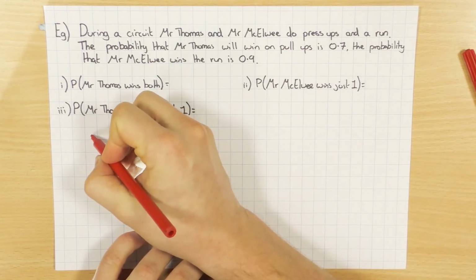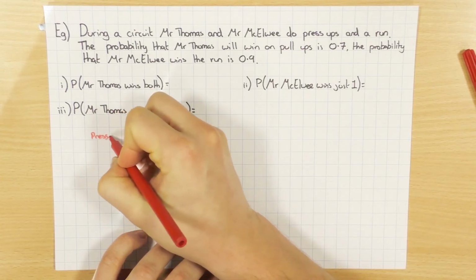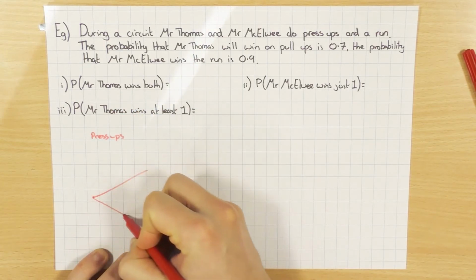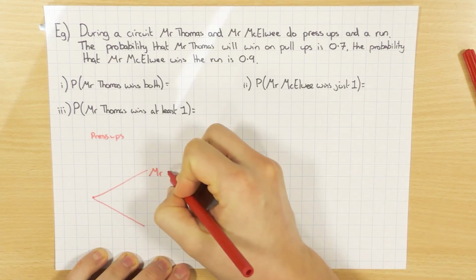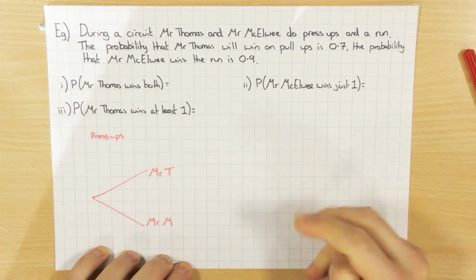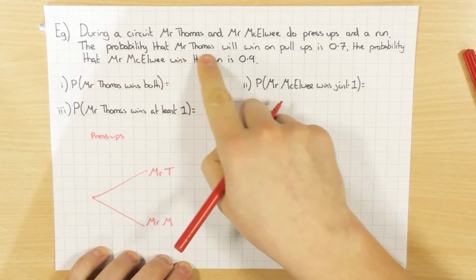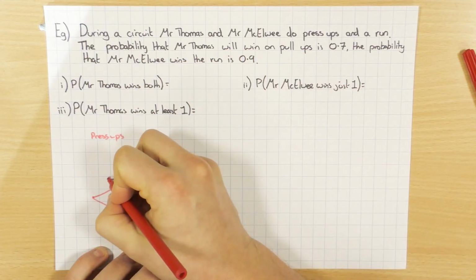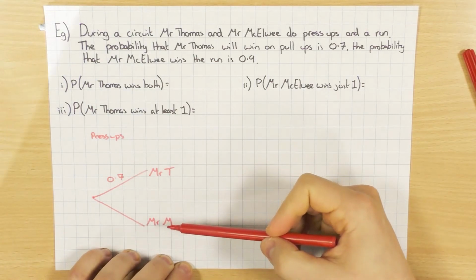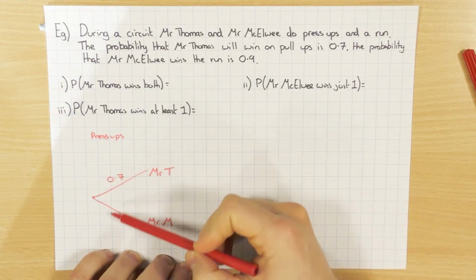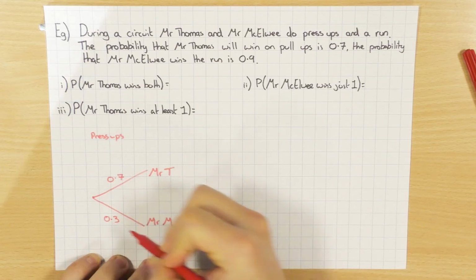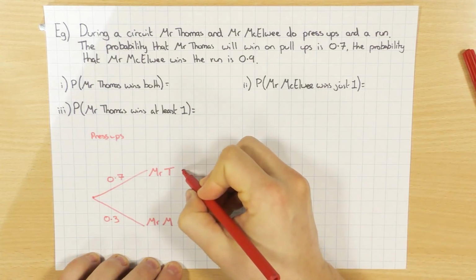So let's start with press-ups. And I've got two choices. Mr. Thomas could win, so Mr. T could win, or Mr. McKelvey, so Mr. M could win. And let's read the probability. So the probability that Mr. Thomas will win on pull-ups is 0.7. So I put 0.7 on the branch. Now, I'm not told what the probability of what Mr. McKelvey is. However, from the previous example, we know that the branches need to add up to 1. So if that's 0.7, to get to 1, it has to be 0.3. Right, that's the first one done.